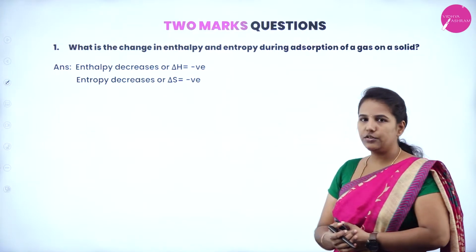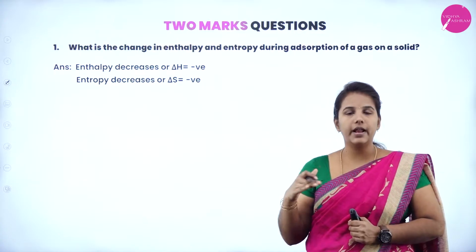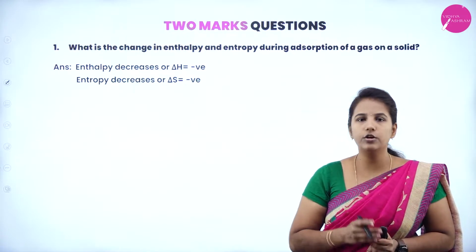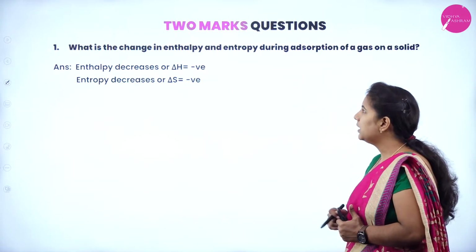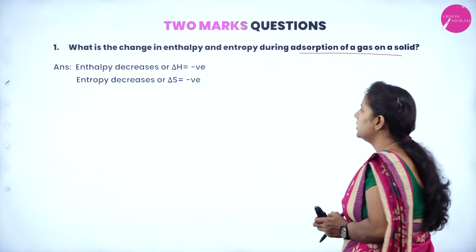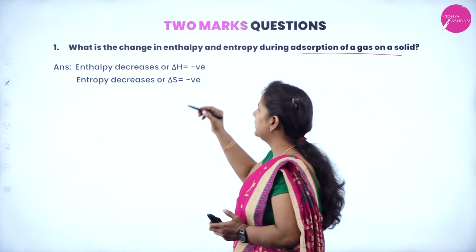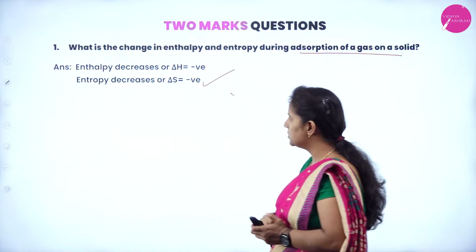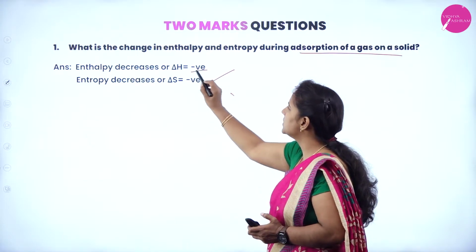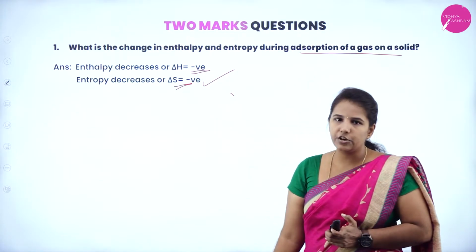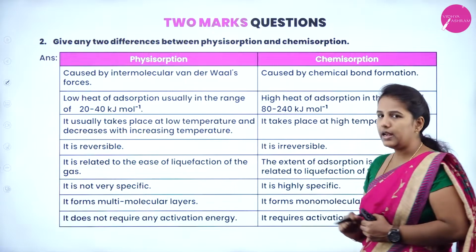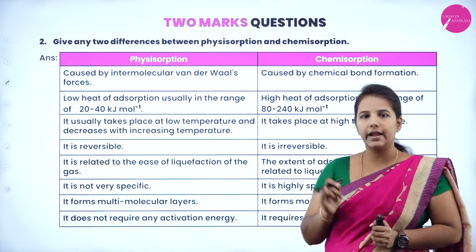So in this unit, as I said, the entropy and enthalpy change for adsorption is also necessary. Sometimes a tricky question can also be raised. What is the change in enthalpy and entropy during the adsorption of a gas on a solid? Already I have explained that enthalpy decreases and entropy also decreases, and we know that change in enthalpy is written as delta H and it decreases, so the value will be negative. Similarly, change in entropy is delta S and the decreasing value is written as what? Negative.